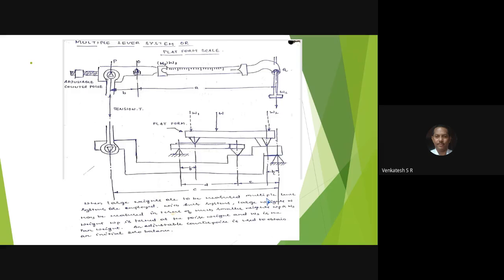There will be 4 wheels present, so they can move this platform scale from one place to another place. Here the beam balance is the measurement. Platform scale.